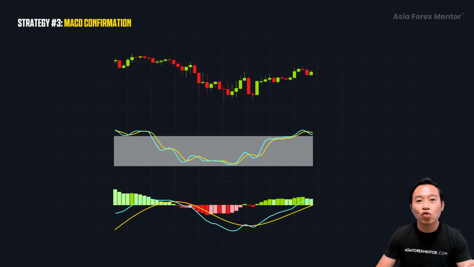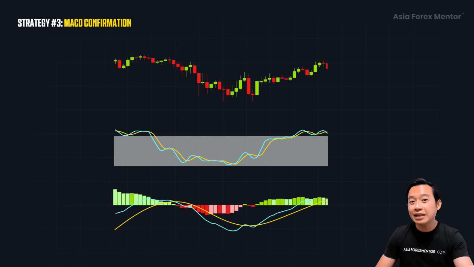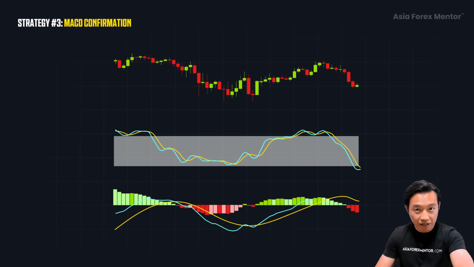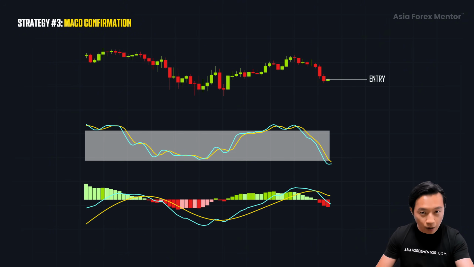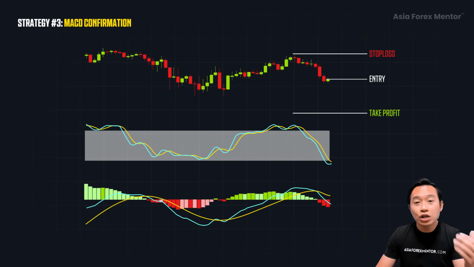When the stochastic rises into the overbought zone, showing that the pullback is ending, the MACD now becomes your proof. Wait for the MACD line to cross below the signal line, and that will be your confirmation that the sellers are now taking control again. Then you enter your sell position, set your stop loss above the latest swing high, and for your take profit, aim at the next rejection level, or try to aim for a risk to reward ratio of at least 1:2.